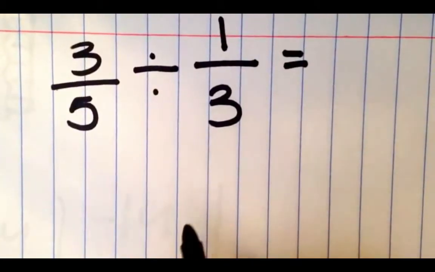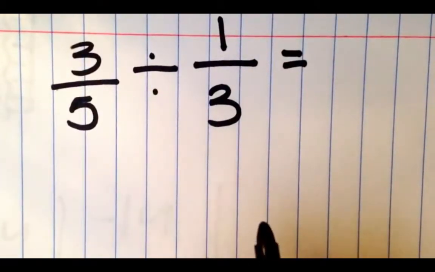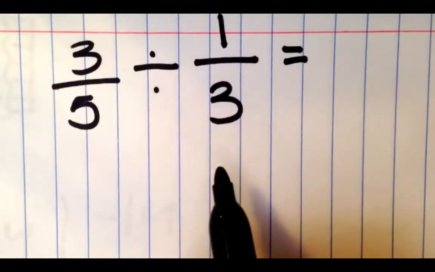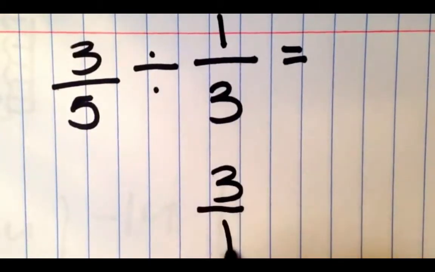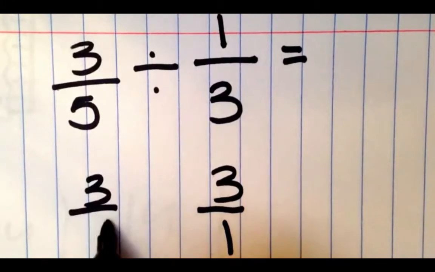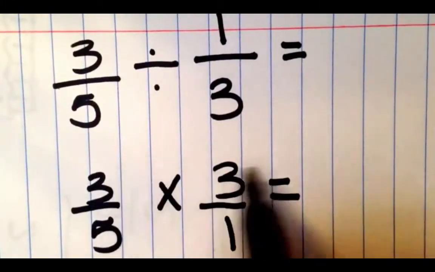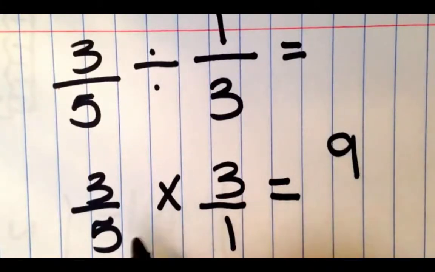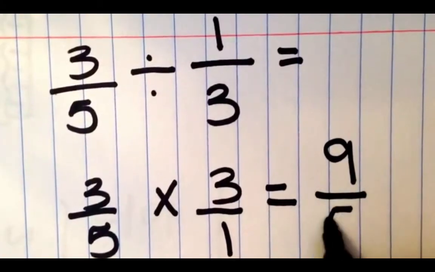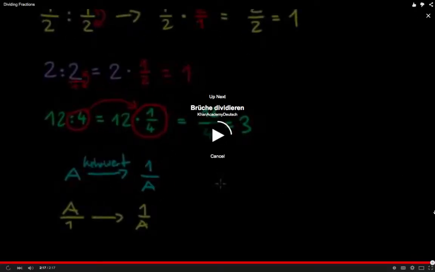Remember to do this. So dividing fractions is easy as pie. You flip the second and you multiply. 3 times 3 is 9. 5 times 1 is 5. Okay.